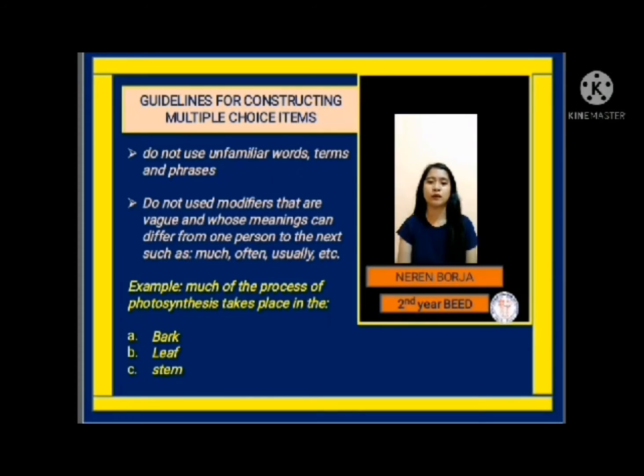For example, much of the process of photosynthesis takes place in the A. bark, B. leaf, C. stem. So, the qualifier much is vague and could have been replaced by more specific qualifiers or some similar phrases that will be more precise.